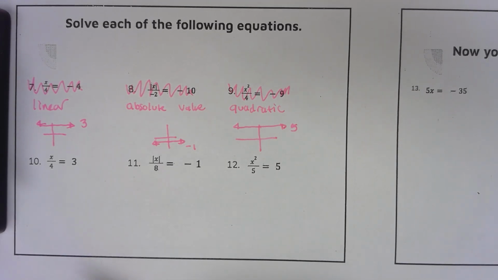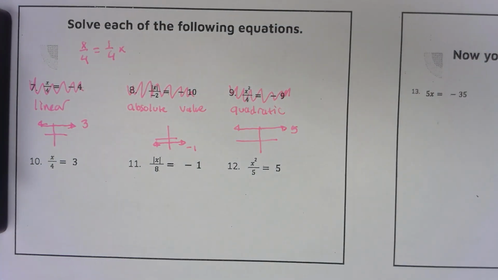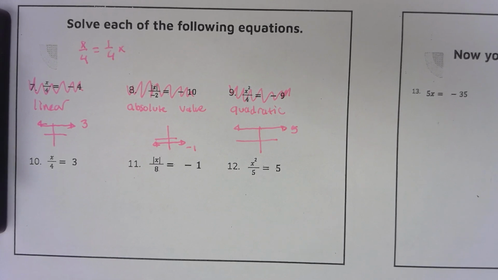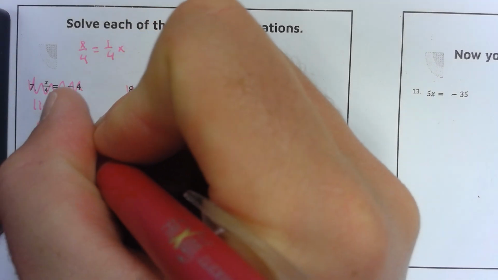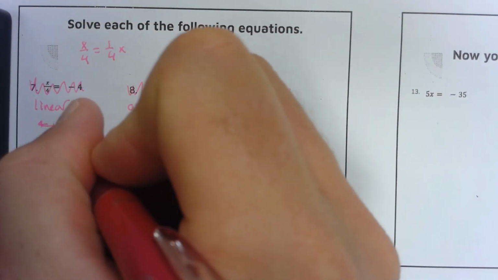When you see x divided by 4, that's the same thing as 1/4 times x. And the reason that's helpful to know is it gives us an idea as to what the slope is. So x divided by 4 really just means we have a slope of 1/4. So our line's going to go like that, and we're going to get one solution.